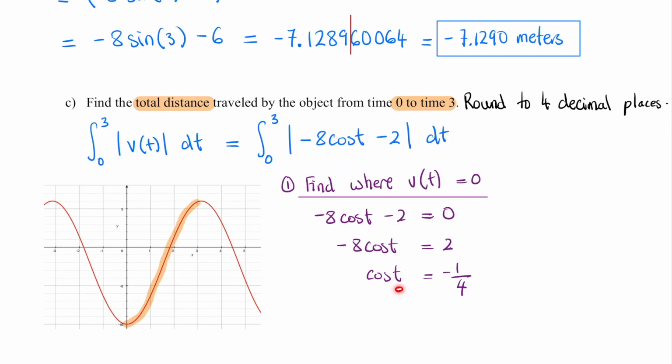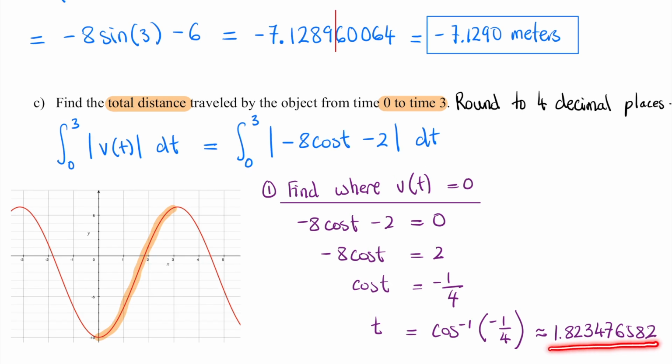To find t, I take the cosine inverse of negative 1/4. And that is around 1.823476582. So when t equals 1.823476582, the velocity equals 0.